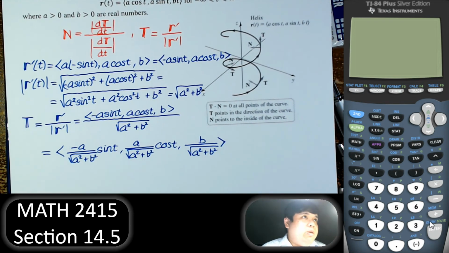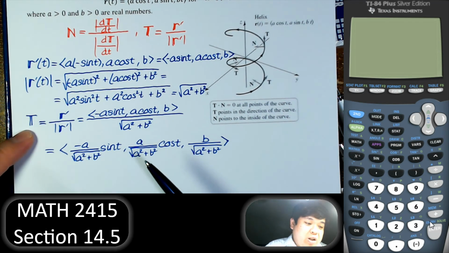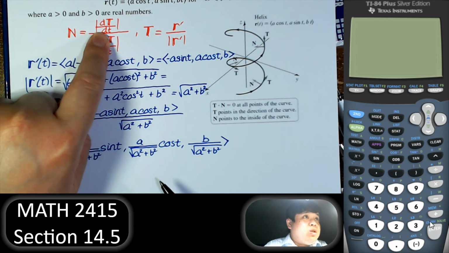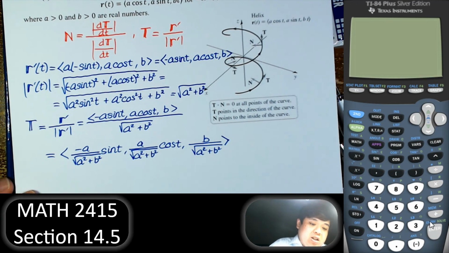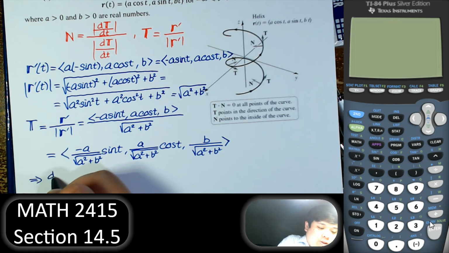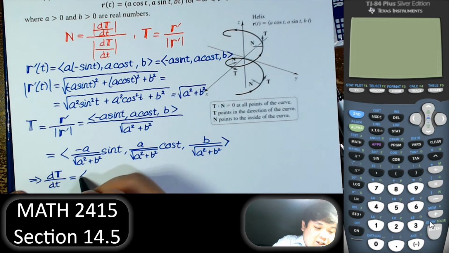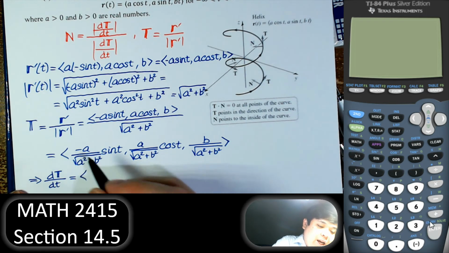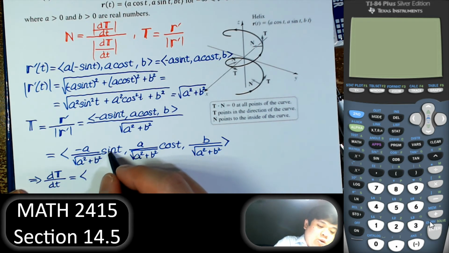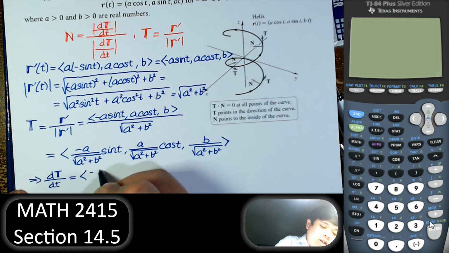Right, so with that unit tangent vector, now we will take the derivative with respect to t and then divide by the magnitude. The derivative of that with respect to t: once again this is just a constant, so we're not going to worry too much about that. Our derivative of sine is cosine, so we have negative a over the square root of a squared plus b squared, times sine t.